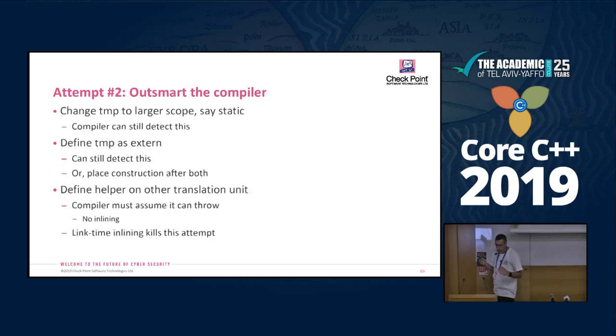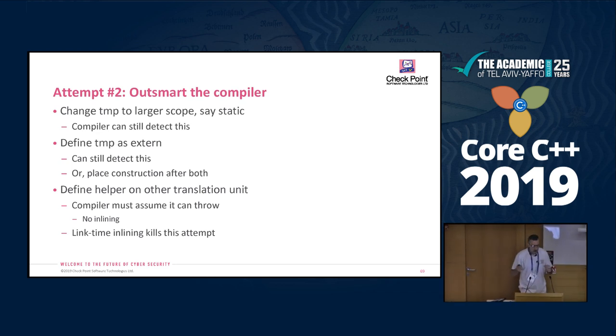So this I didn't think about, but it's also a possibility to try to bring it to a larger scope. If I put it into static, the compiler can still do it. If I put it in an extern, it can still see it, or you can just move the call to the constructor to the end, assign to both of them, and then assign it, and then call the constructor after the end. We can try to have another helper function in a different translation unit, and then the compiler must assume that it may throw, so it must not inline it. But link time optimization can kill this attempt.